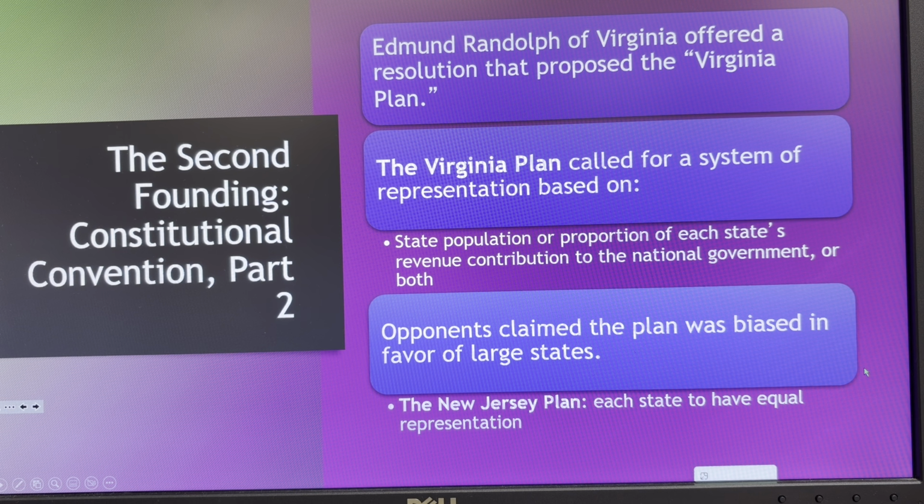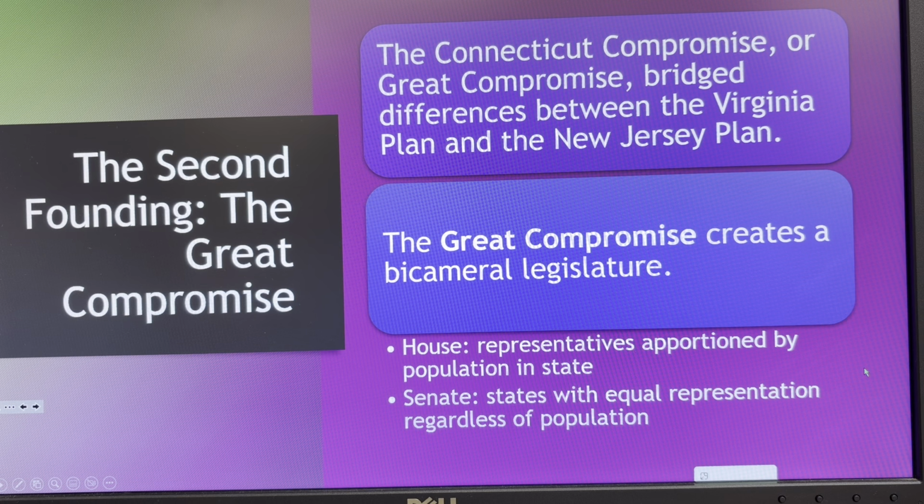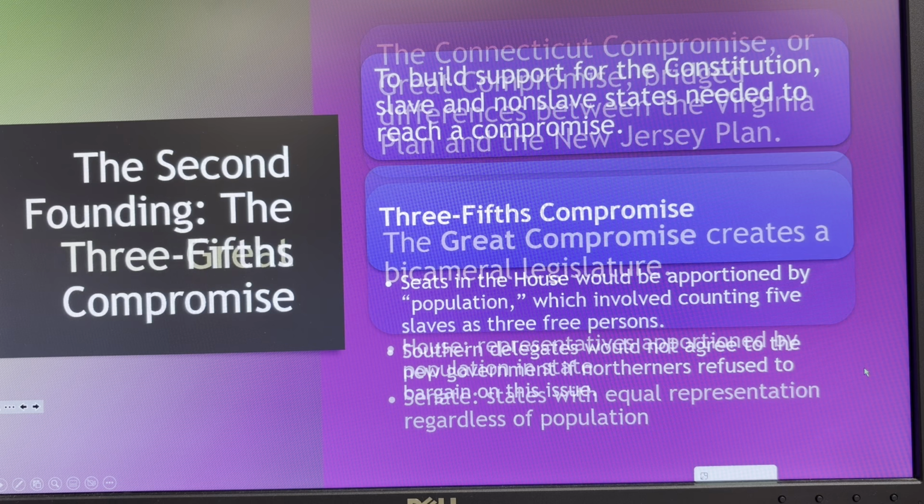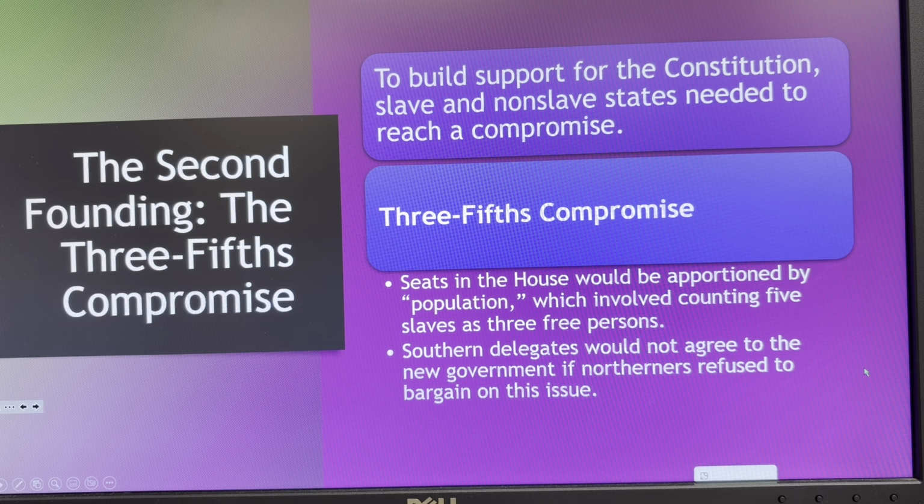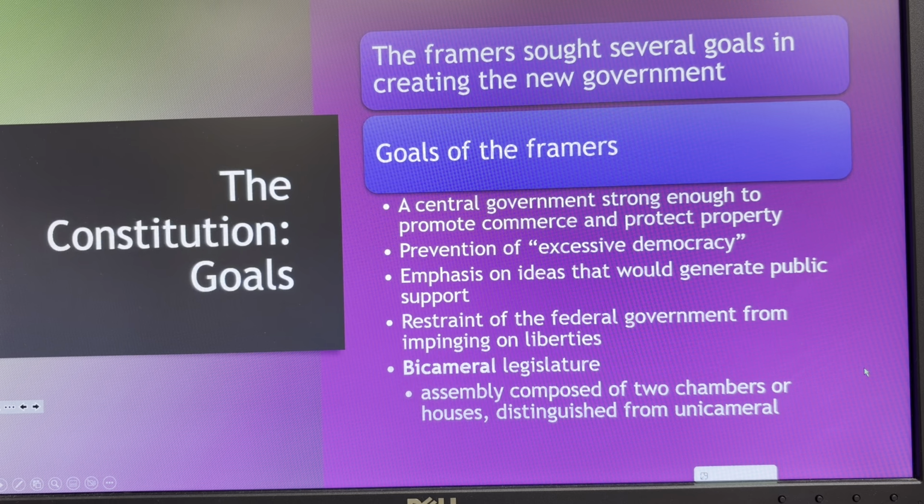Okay, so all of this we covered last week, right? We know that once we go to the convention, we got to figure out representation. We have the Virginia plan, we have the Jersey plan, large state, small state. We end up with the Connecticut Compromise or the Great Compromise, right? Bicameral legislature, one chamber based on population, that's the House, one based upon equal representation, that's the Senate. We know that we're going to count black people or slaves, specifically slaves, as 3/5 of a human being, both for the purposes of taxation and for the purposes of representation.